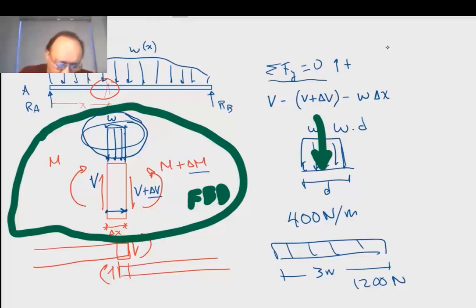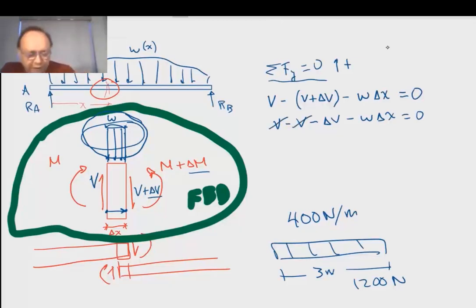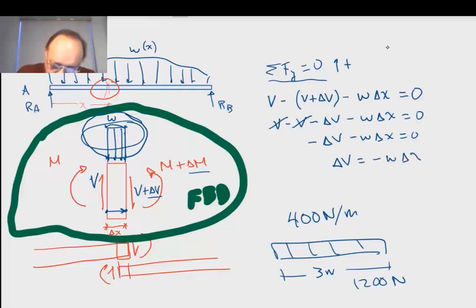So those are the 3 loads on this free body diagram encircled in green. So this is equal to 0. And then from here we can get V minus V minus delta V minus W delta X equals 0. So V and V go away. So I have minus delta V minus W delta X equals 0. So delta V equals minus W delta X, right?